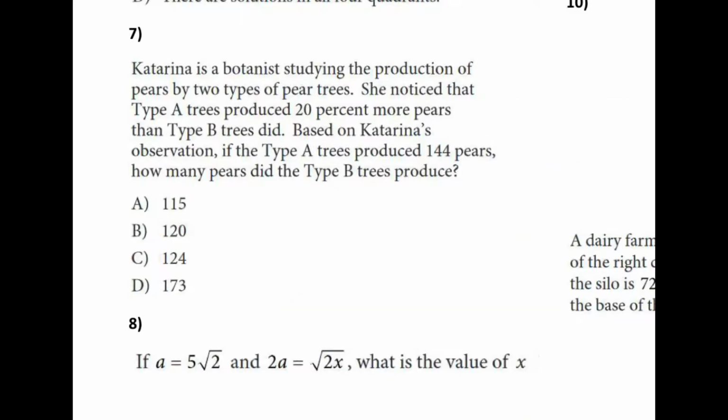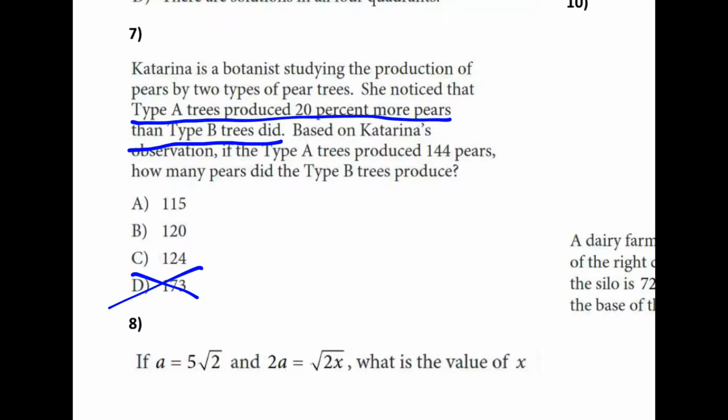Number 7, Katerina is a botanist studying the production of pears by two types of pear trees. She noticed that type A trees produced 20% more pears than type B trees did. Based on her observation, if the type A trees produced 144 pears, how many pears did the type B trees produce? So type A trees produced more than B. So type A is 144, and that's supposed to be more than B, so we can logically just rule out D.